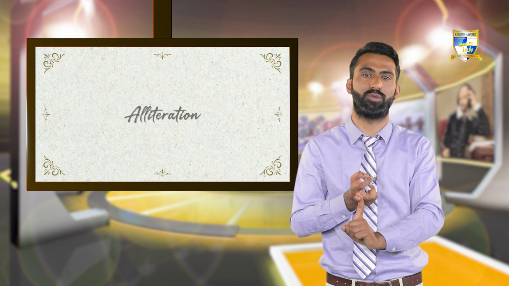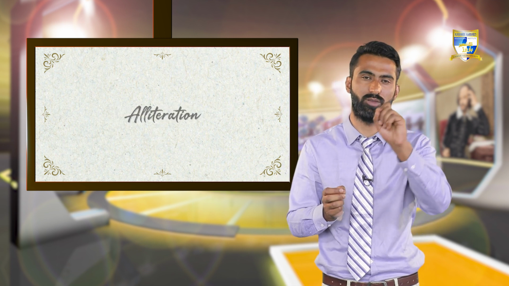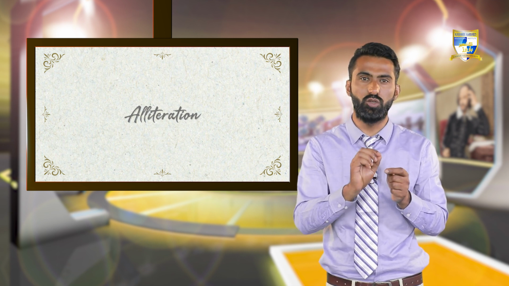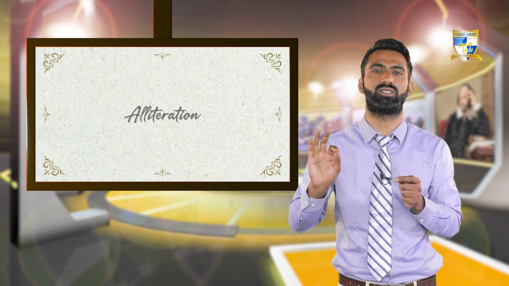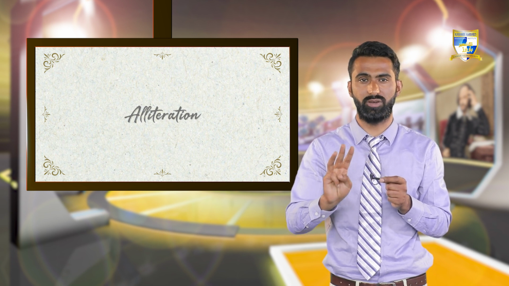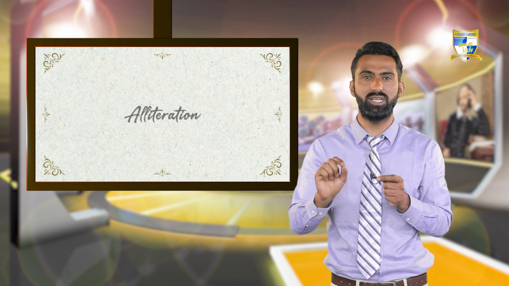Number 2 is alliteration. This too deals with the rhythm of the poem. Alliteration, remember, is a poetic device in which there is usage of a series of words in a line having the same initial consonant sound. Series of words, there can be 2 words or 3 words or more than that, in a line having the same consonant sound.